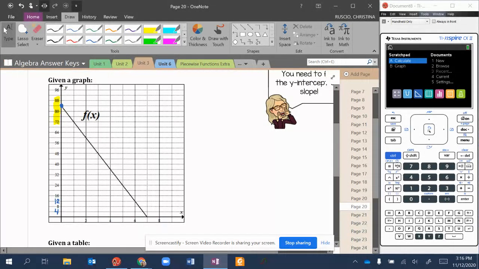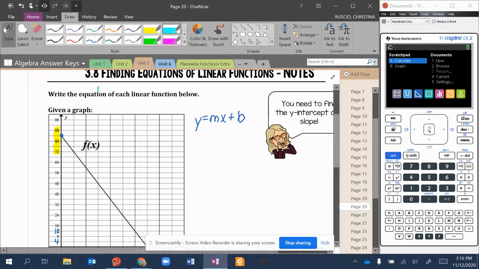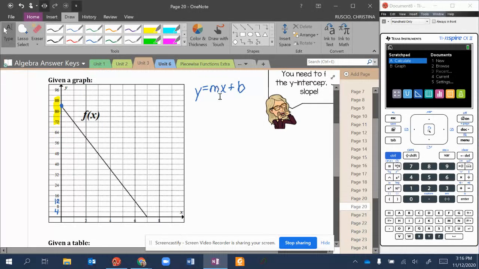Okay, I just plotted the y-intercept because let's use y equals mx plus b to help model this graph using algebra. So we're going to write an equation of this linear function. In order to do that, we need our m, which is our slope, and our b, which is the y-intercept. So on this graph, I can see pretty easily that my y-intercept is the point (0, 84). So that 84 is going to go right into my b.